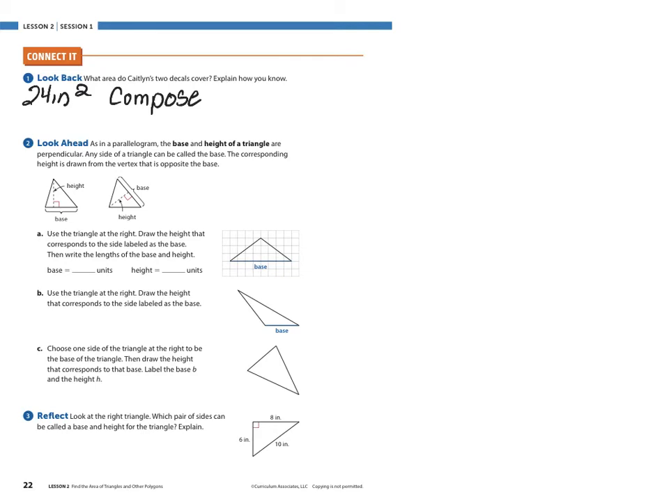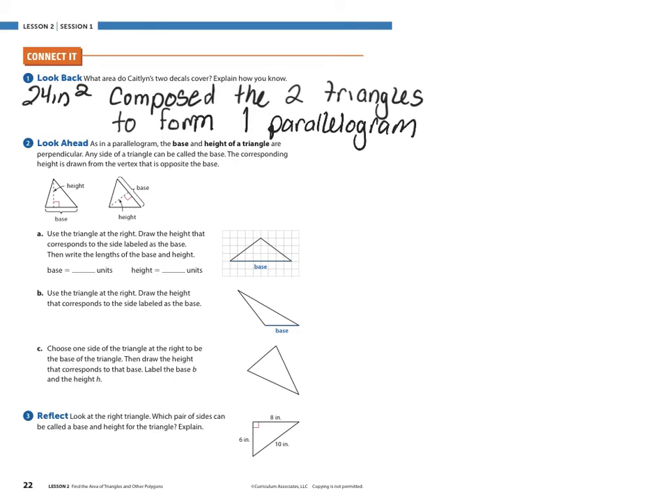Okay, we composed the two triangles to form one parallelogram. Oops, and even I make spelling errors here. I'm still learning how to write on here. Obviously, that was not the right tool. I apologize. We'll just leave it for now. Compose the two triangles to form one parallelogram. Okay, and we know the area of a parallelogram is area equals base times height.